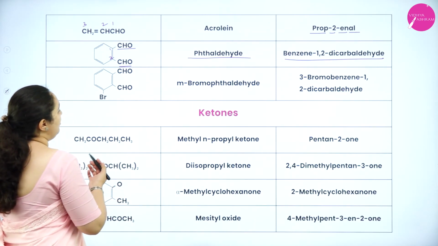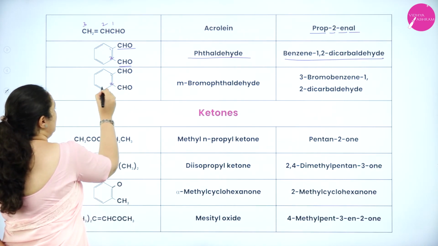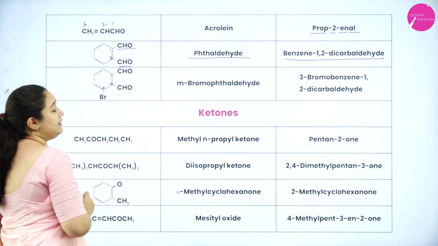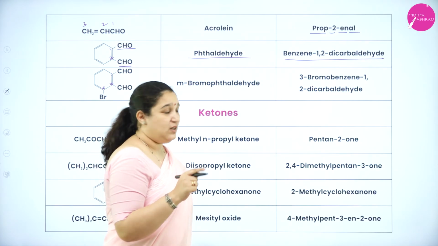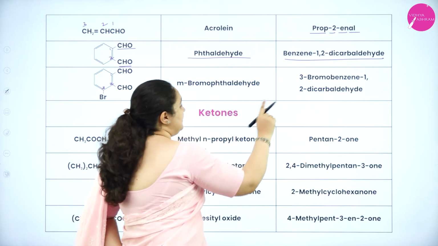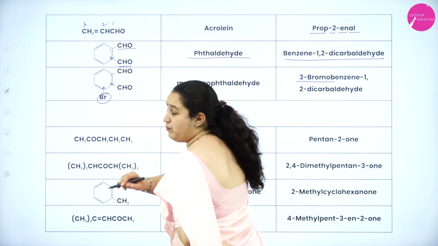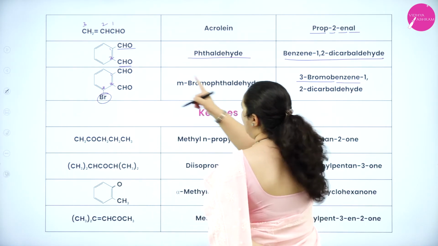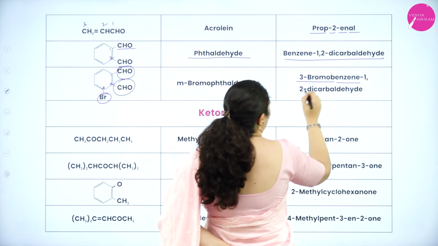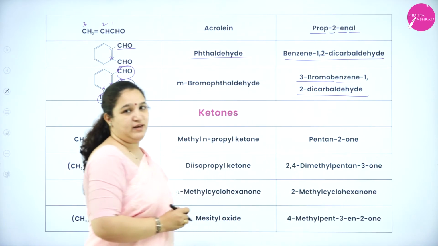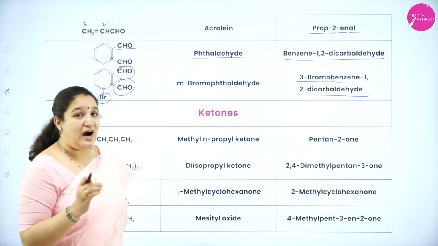Now here again you have 2 aldehyde groups and bromine. So it is 1, 2, 3. So what will be the name now? It will be 3-bromobenzene 1,2 dicarbaldehyde. Correct, no? 3-bromo, third carbon atom, bromine. So 3-bromo, benzene ring. First and second carbaldehyde. So it is 1,2 dicarbaldehyde. Okay. So this is the naming of aldehydes.